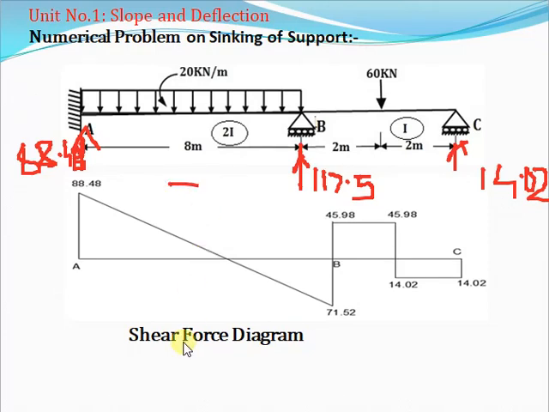Next is the shear force diagram. So at A the reaction is 88.48 kilonewton upward, then minus 20 into 8 we have minus, giving 71.52, UDL, so inclined line. Then plus 117.5 we have plus 45.98, no load, so straight line. Then minus 60 we have 14.02 minus, then here again plus 14.02 and we will get 0 here. No load, so straight line in between these loads or reactions. Okay, so this is about your shear force diagram.